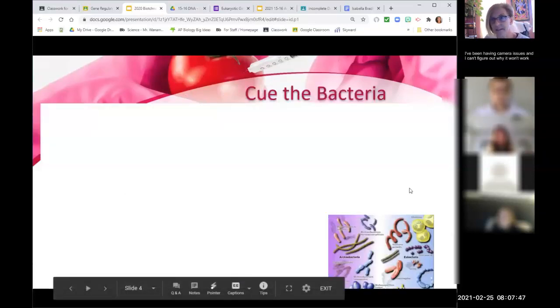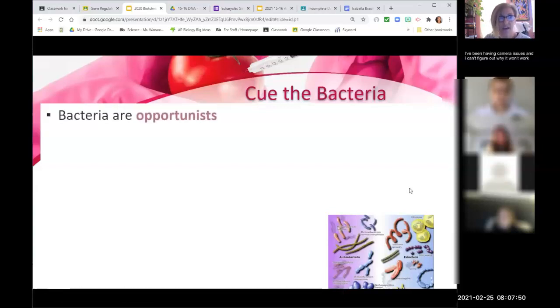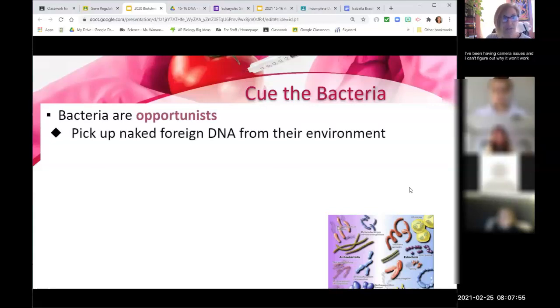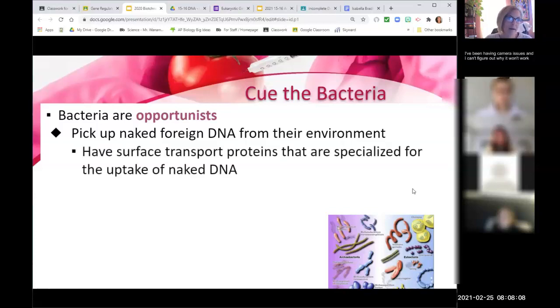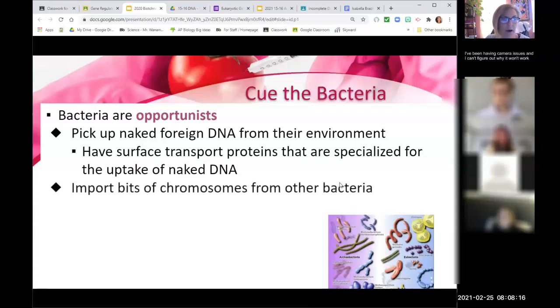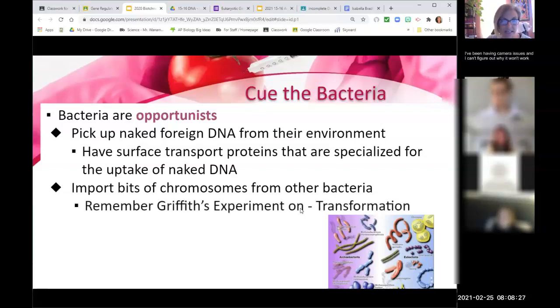So here comes the bacteria, because the bacteria are easy to work with. They are opportunistic, which means they're taking in DNA right through their cell walls, and they're able to incorporate DNA from their environment into their own genome. Okay, so we have surface transport proteins that are specialized for the uptake of naked DNA. So it's taking DNA from the environment and bringing it into the bacteria itself. They're going to incorporate it into their own genome. Often they're going to incorporate it into a plasmid, which is an accessory DNA. It's an extra piece of DNA.